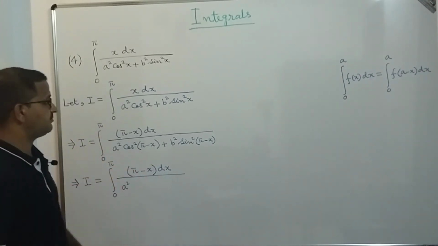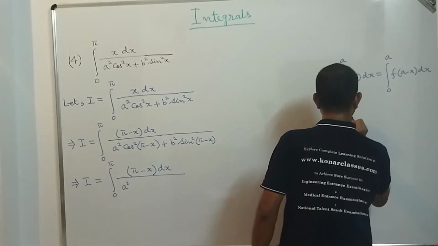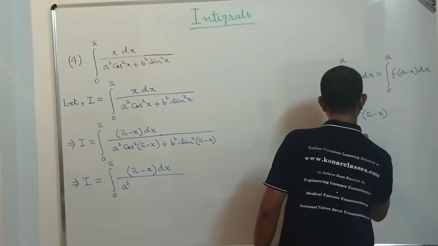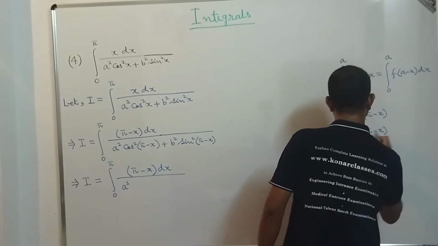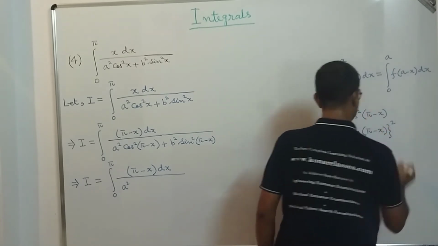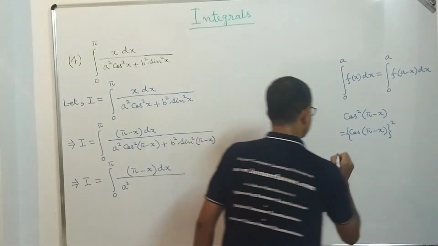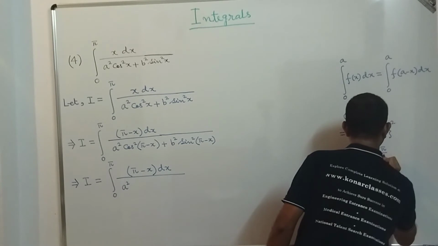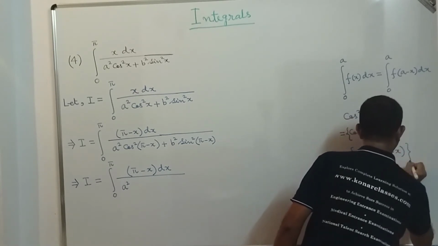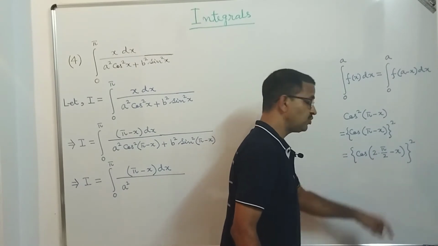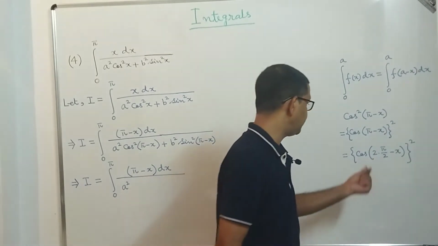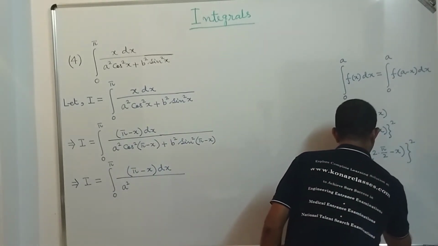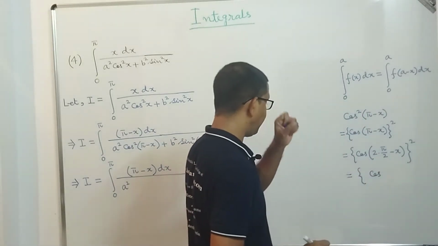Now let's concentrate on finding the value of cos square of pi minus x. That is cos of pi minus x, complete whole square. Cos of pi means 2 into pi by 2, minus x. Since 2 is an even number, it is an even multiple of pi by 2, so cos should remain cos.